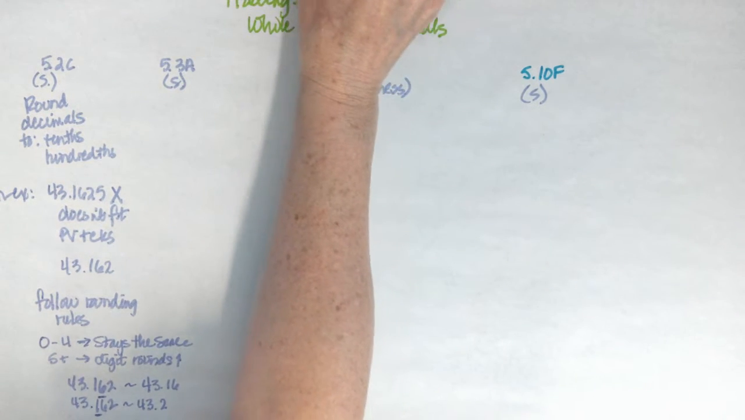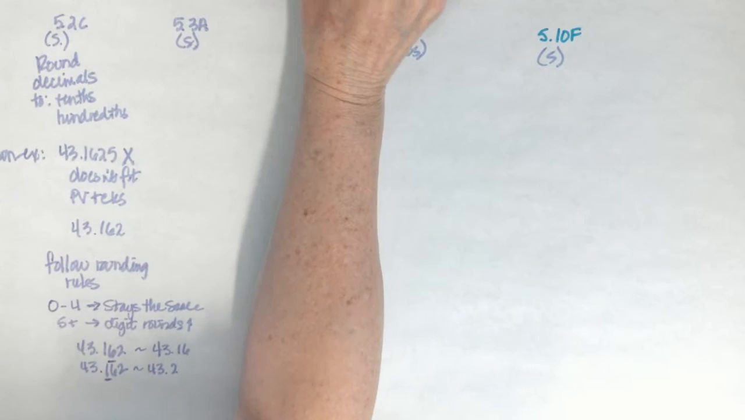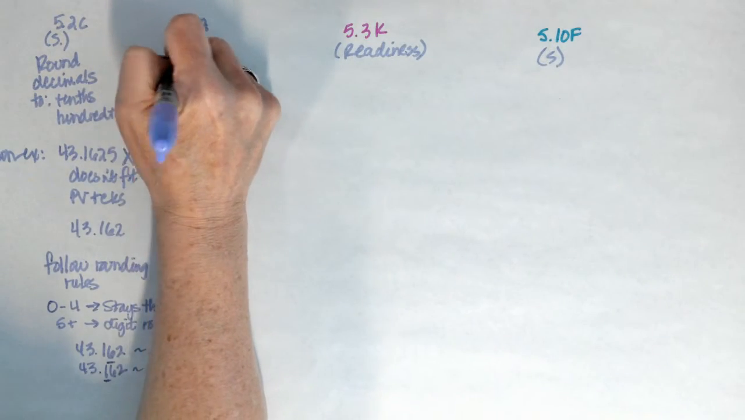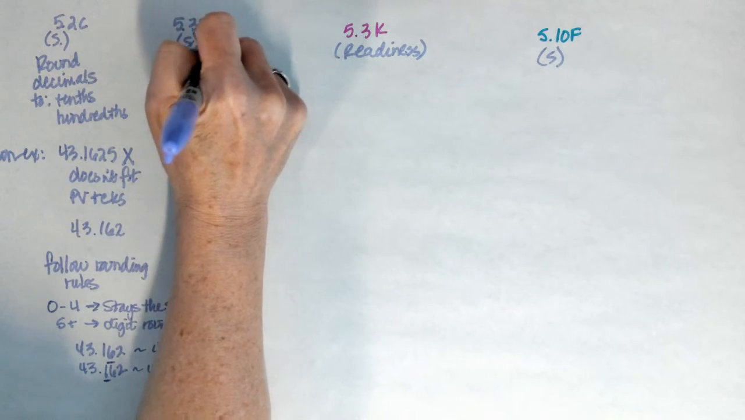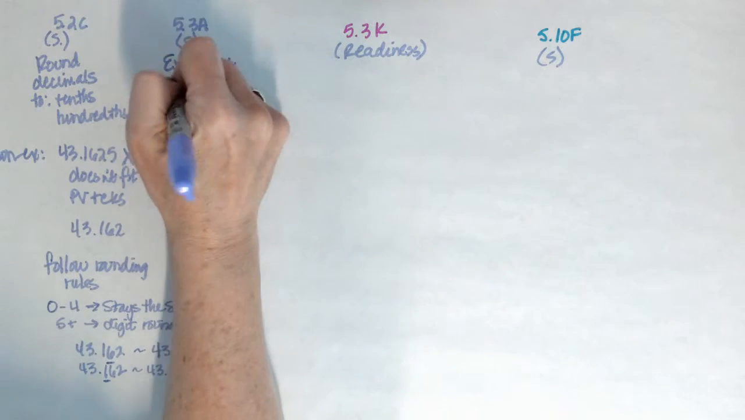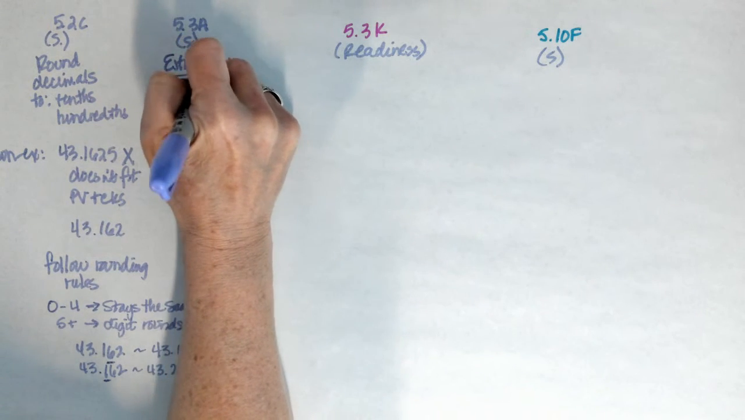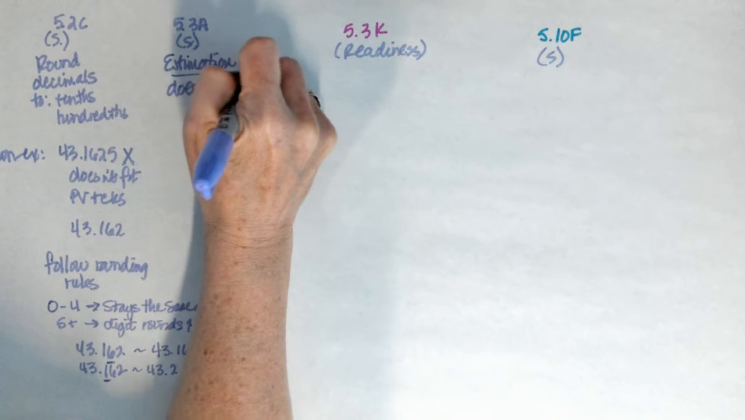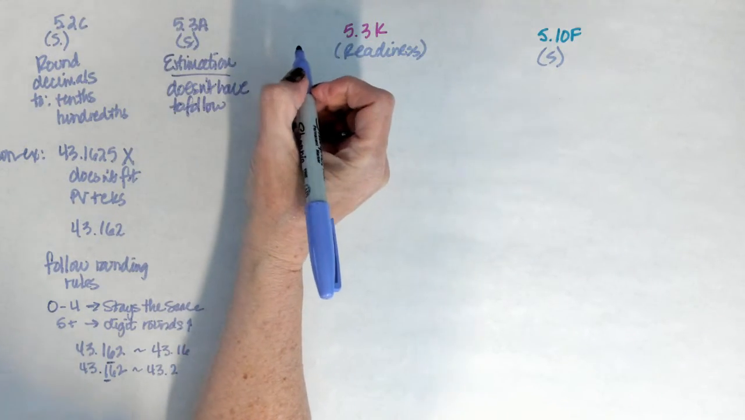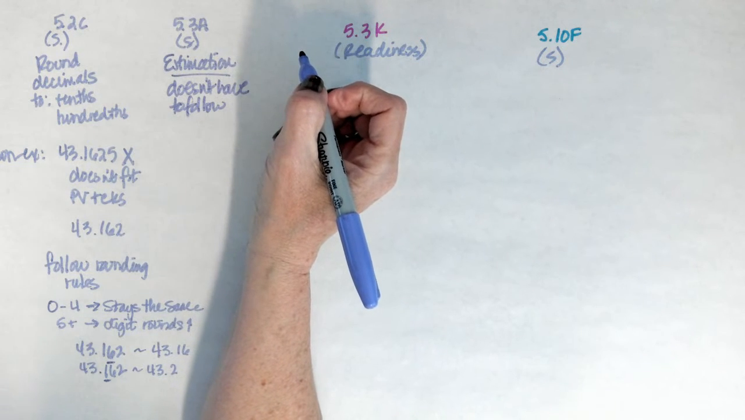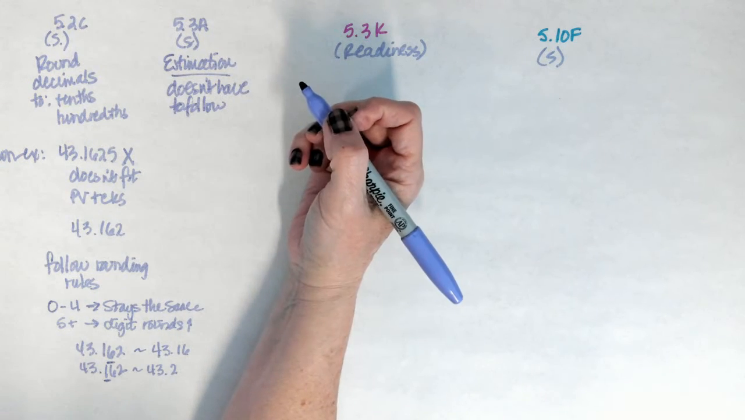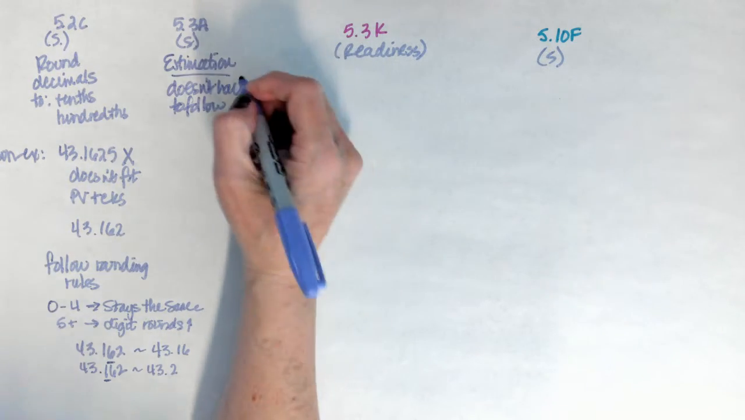Now, 5.3a is similar to rounding, but it's estimation. And estimation is not required to follow specific rounding rules. I'm not required to have a specific place value that I want to round to. I'm not going to be told a specific place value to round to because it's estimation. I want to use what makes sense.